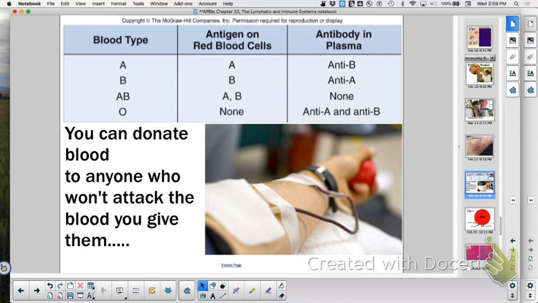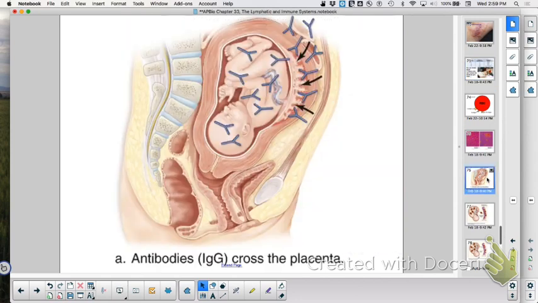It won't make any difference the first time because those cells are going to die anyway before you even get a chance to start and attack them, and by the time you build up your memory cells and all of that. But the next time, that would be really bad for you. And that's what basically happens when we talked about mothers, where the antibodies can cross the placenta, but the blood doesn't. So your first child is fine if it has different blood from you. First child, no problem, right?